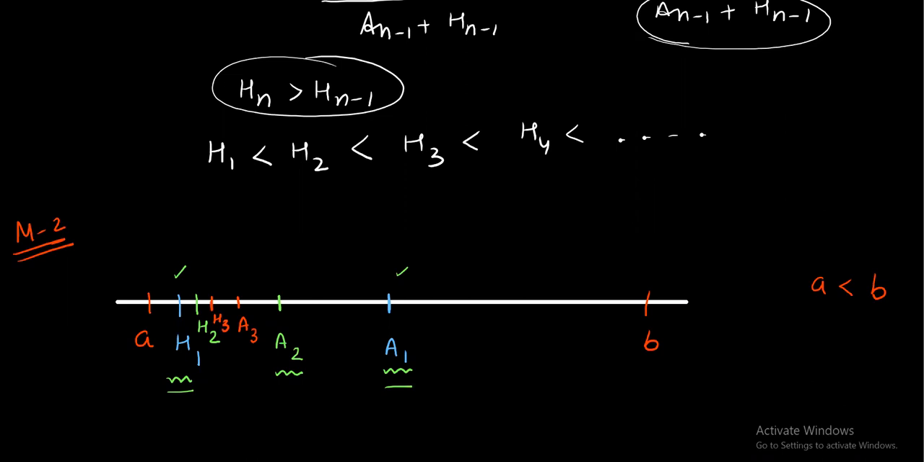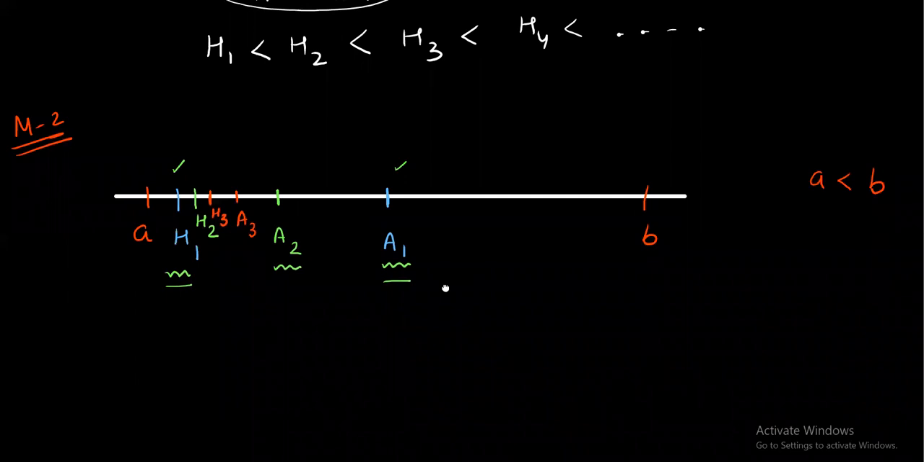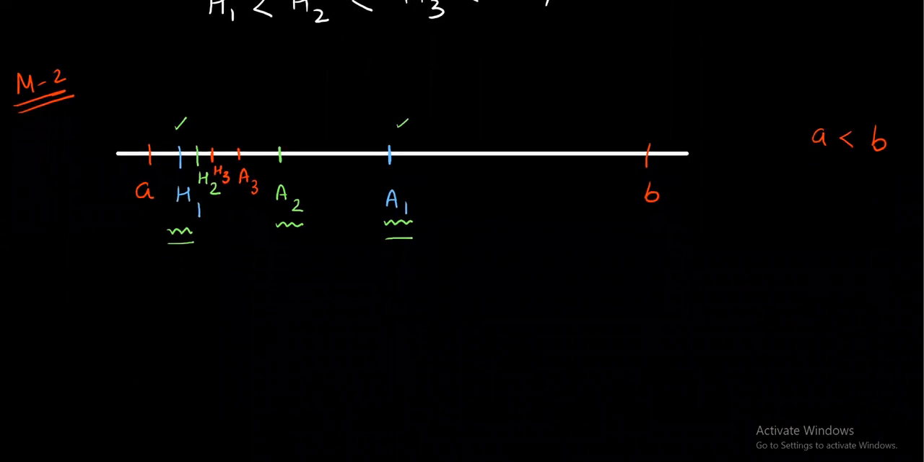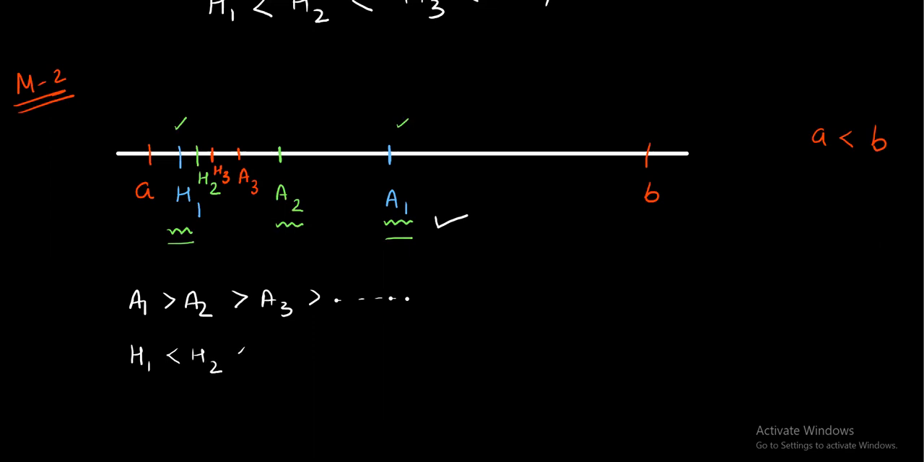Now, because I have marked the positions of H1, H2, H3, A1, A2, A3 on the number line, I can compare them directly. First of all, let us compare A1, A2, A3 and so on. Comparing on the number line, you can see that A1 is on the rightmost portion. That is why A1 will be greater than A2, greater than A3 and so on. Let us compare the harmonic means. H1 is on the leftmost portion of the number line compared with the other harmonic means. So H1 is less than H2, less than H3 and so on.